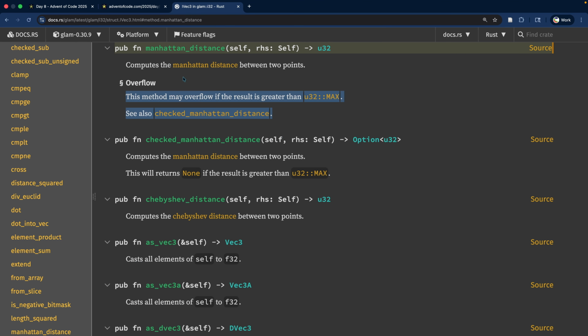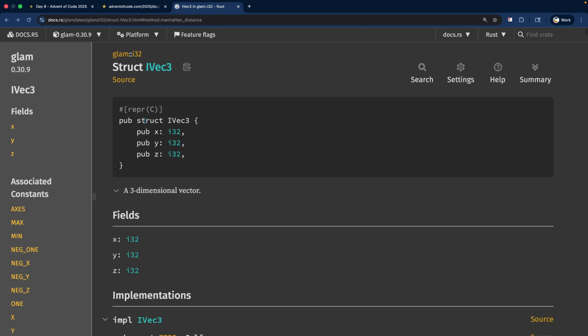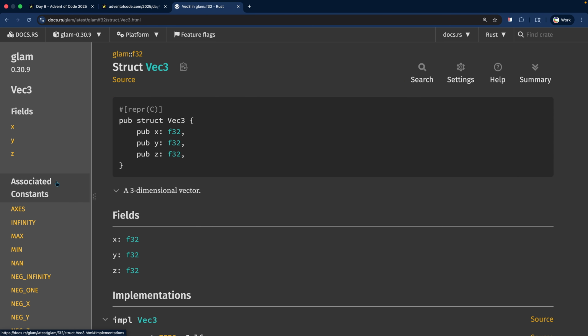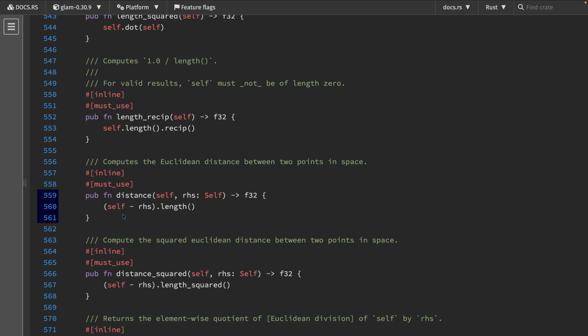Oh, cool. Manhattan distance is in here. That's fun. We want straight line distance. We don't want Manhattan distance. If we look at what Manhattan distance is, we've got green line, blue line, red, and yellow. If we want straight line distance, the green line is going to be the shortest. Well, in any case, the VEC3 itself has what I wanted to show. If you look at the source, distance is a minus b dot length. They specifically say they want the straight line distance.